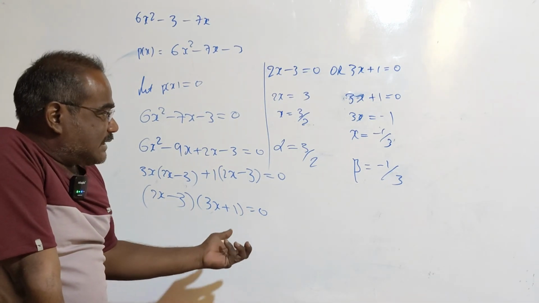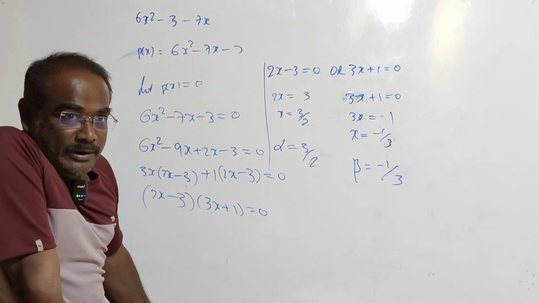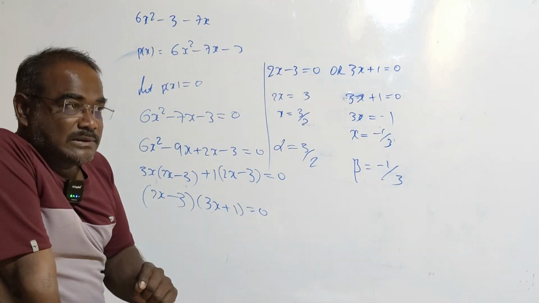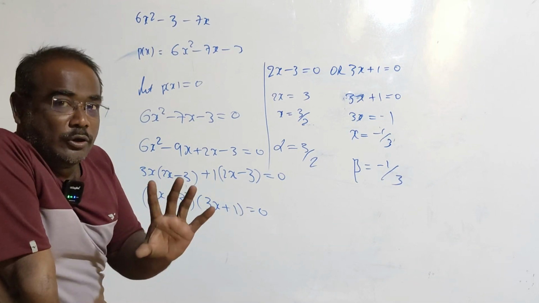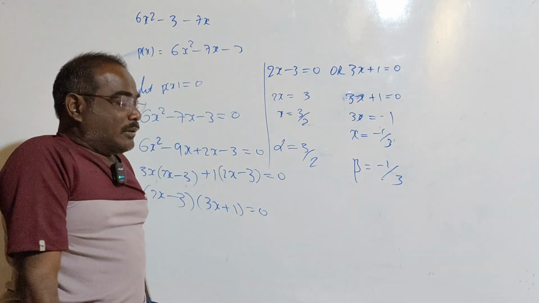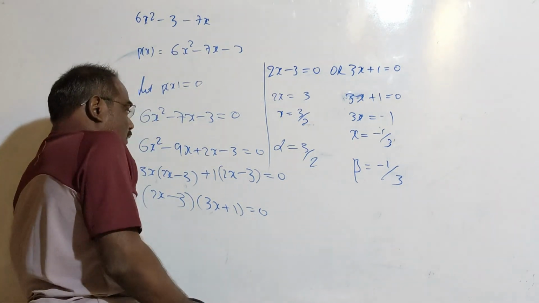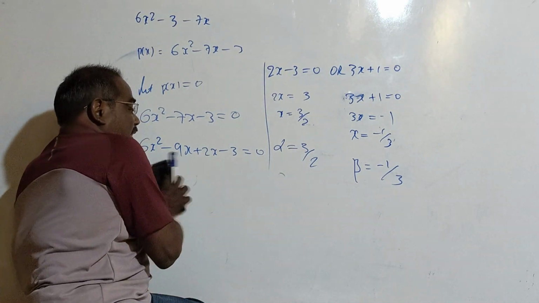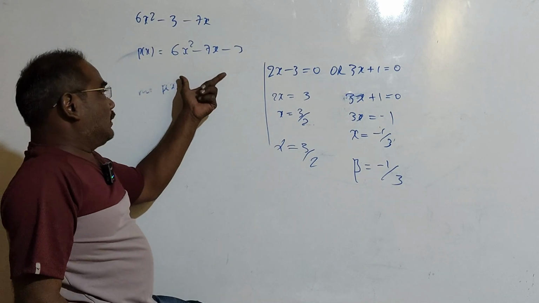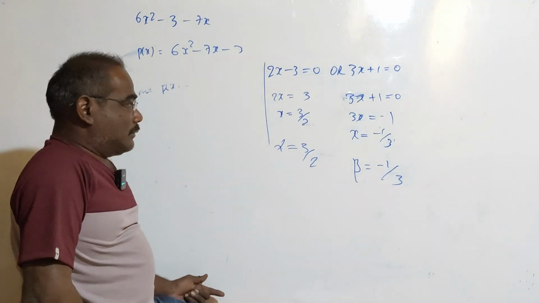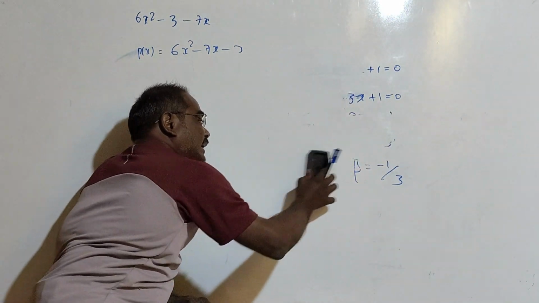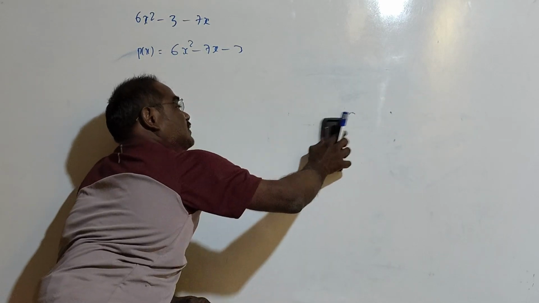In this class, what we learned is how to find zeros of a given polynomial. For your syllabus, keep one thing in your mind: only quadratic equation is there, not cubic equations. You need to find the zeros of a given quadratic polynomial. In this class, he has given a polynomial, and we need to find alpha and beta, its zeros.